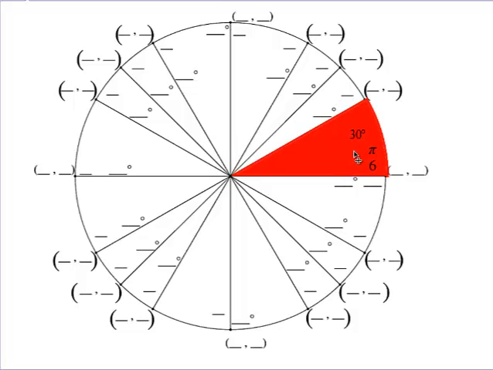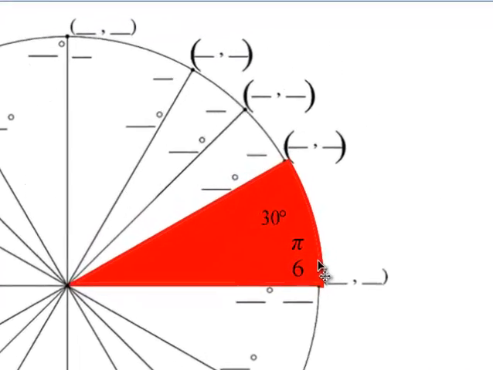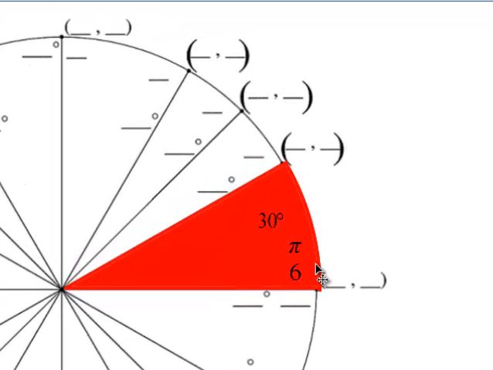This sector is 30 degrees, which in radians is pi over 6. Is everybody okay with that? So they're the same thing. Saying something is pi over 6 is the same thing as saying that something is 30 degrees. Okay? So it's just another way of counting. Like you can say the evens, or you can say 2, 4, 6, 8, dot, dot, dot. Right? Everybody okay with that? Yes, no, maybe? All right.